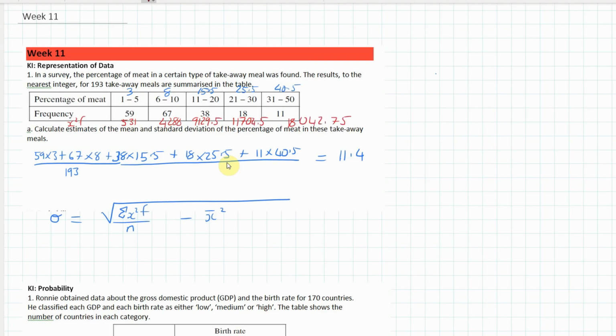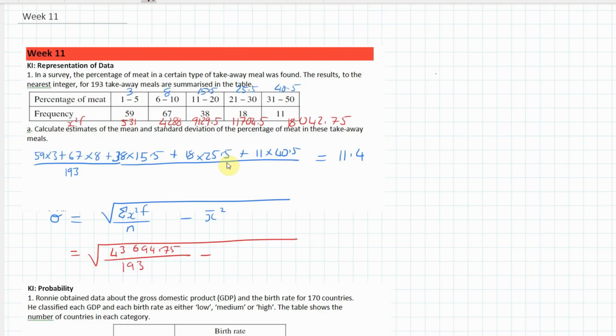And then we're going to add all of that together and divide by 193. So let's see, what do we get when we add that all together? 11704.5 plus 9129.5 plus 4288 plus 531. That's a big number. So we got 43,694.75, all over 193.